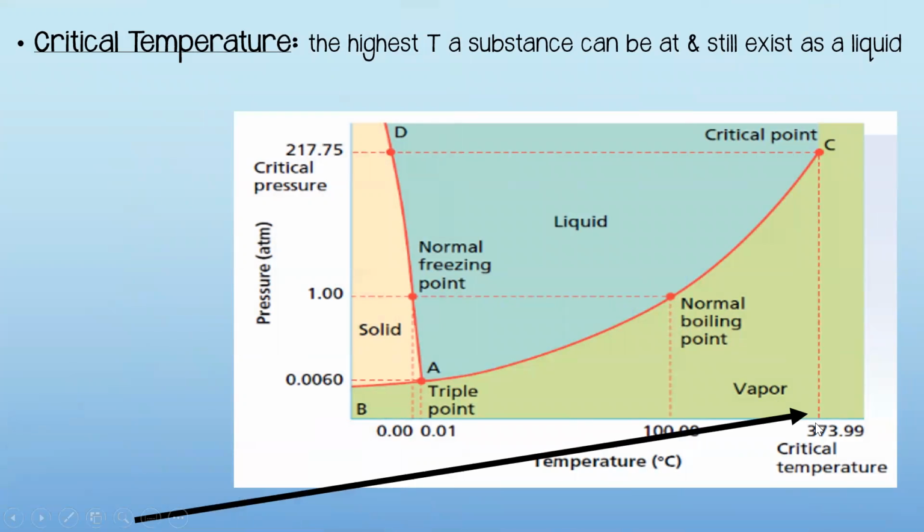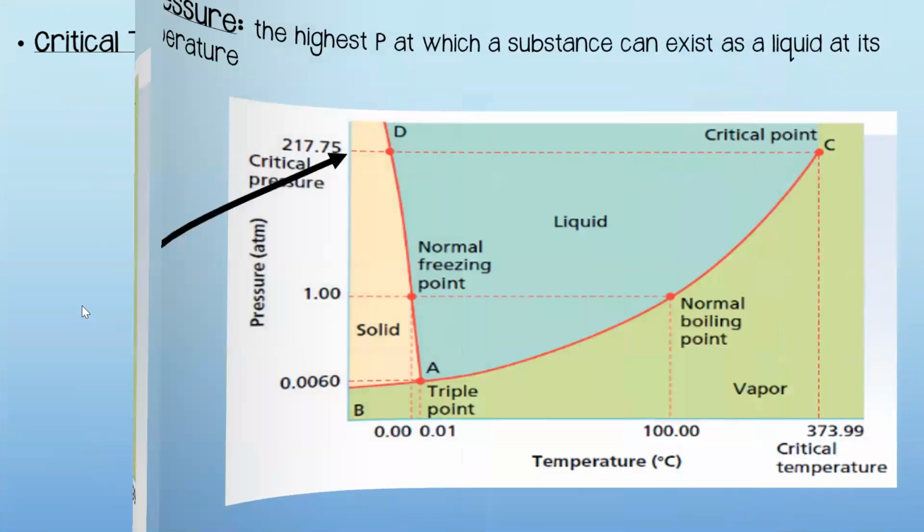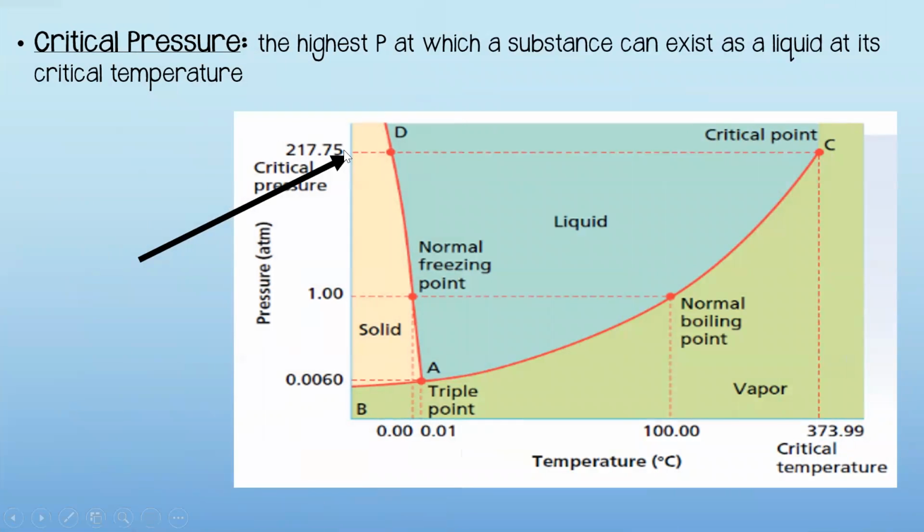Critical temperature is the highest temperature at which a substance can still exist as a liquid. So it's kind of the cutoff here. Critical pressure is the highest pressure at which it can also exist as a liquid. So notice you just draw a dot at the end of your line between liquid and gas, and you can draw a line straight down to determine the critical temperature, and you can draw a line straight across to determine the critical pressure.